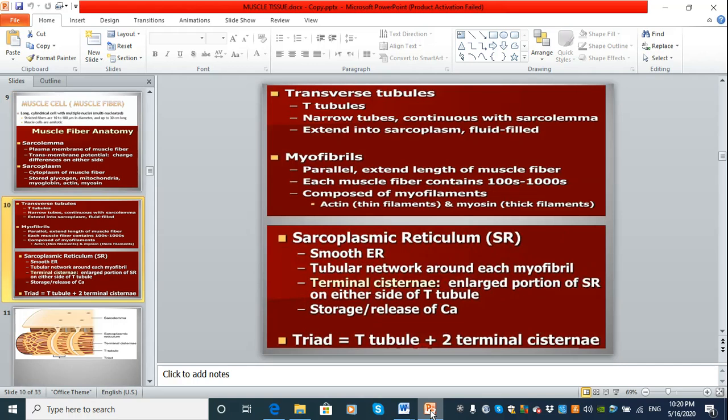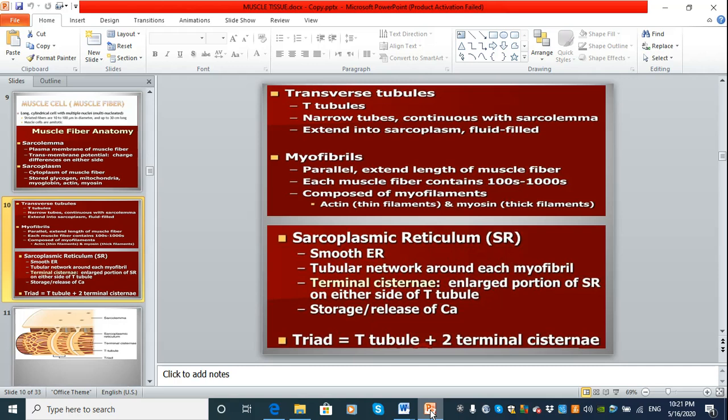It is continuous with the sarcolemma that connects with the cell membrane, and then it extends into the sarcoplasm. That means it extends into the cytoplasm, and it is filled with fluid. Myofibrils are parallel, extending the length of the muscle fiber. Each muscle fiber contains hundreds to thousands of them, and is composed of myofilaments, either thin, which is actin, or thick, which is myosin.